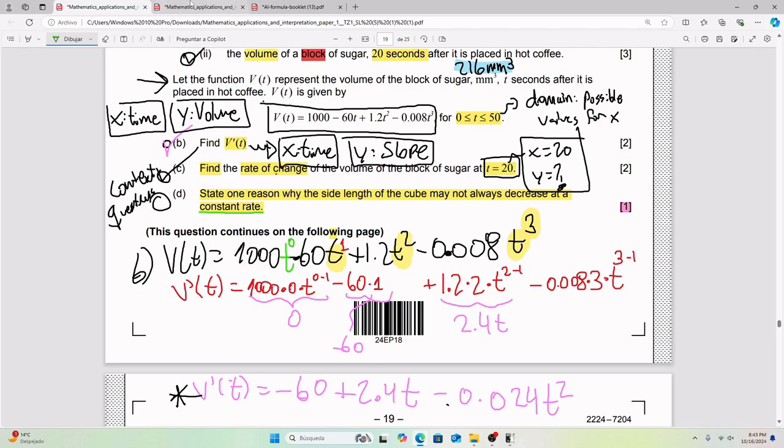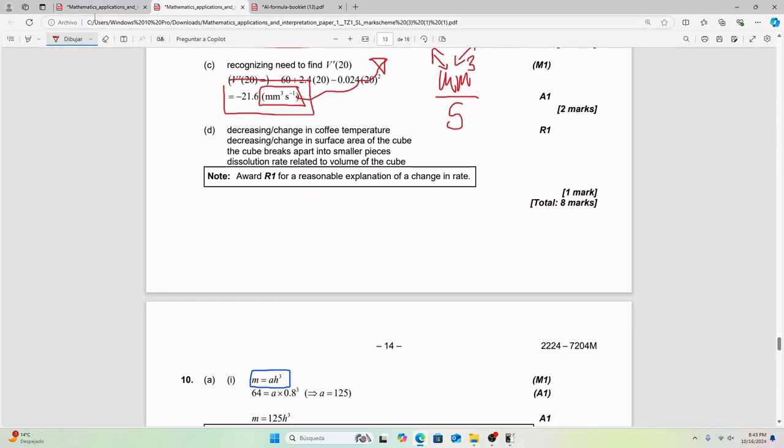I think for these questions, it's better if I show you the answer key so you understand the sort of stuff you can say. Over here, the answers that they accept are not only any reasonable explanation, but they also give some examples. So decreasing or changing coffee temperature, the temperature of the coffee is also changing, right? Decreasing or changing surface area of the cube, that's what I meant about the cube getting smaller, right? The cube breaks apart into smaller pieces. I did not consider that, but it's a little bit related to the second one, right? And the dissolution rate related to the volume of the cube. That's very much related to the second thing I said.